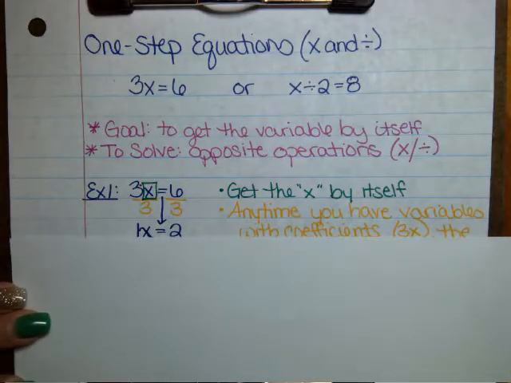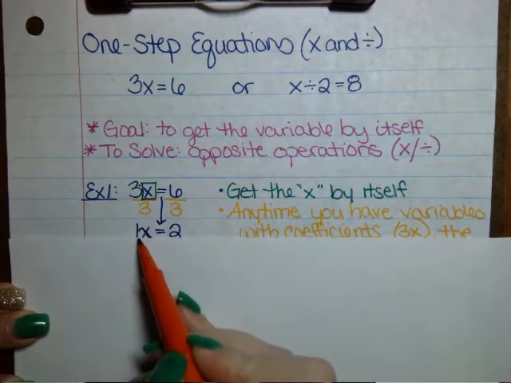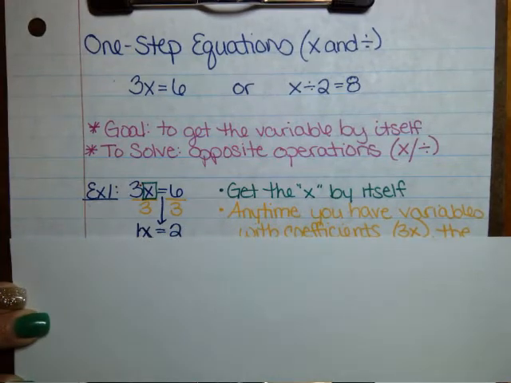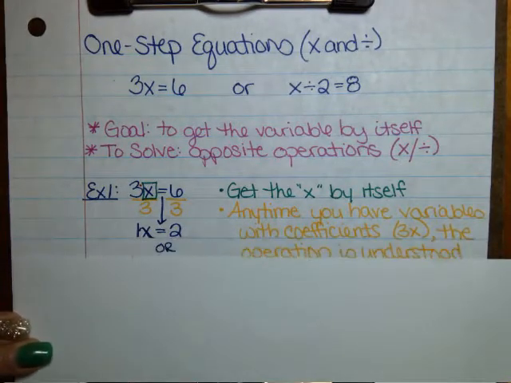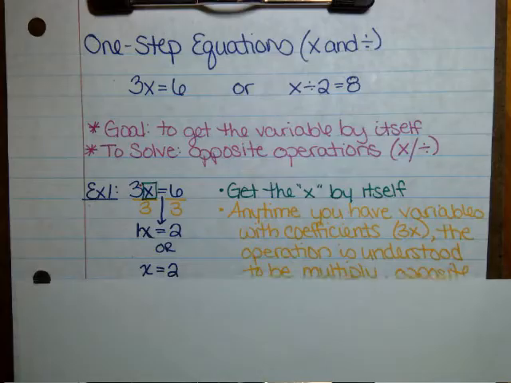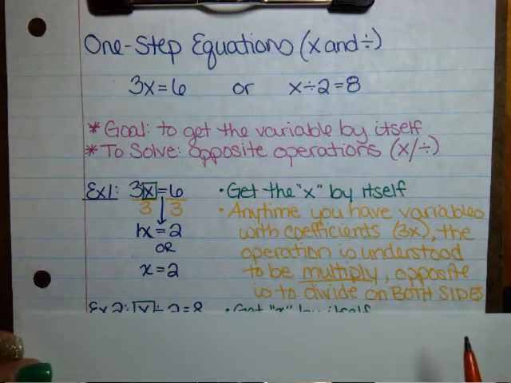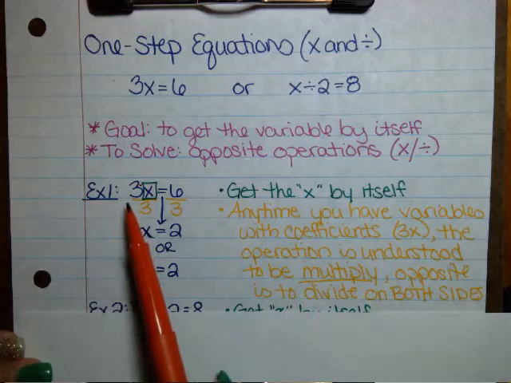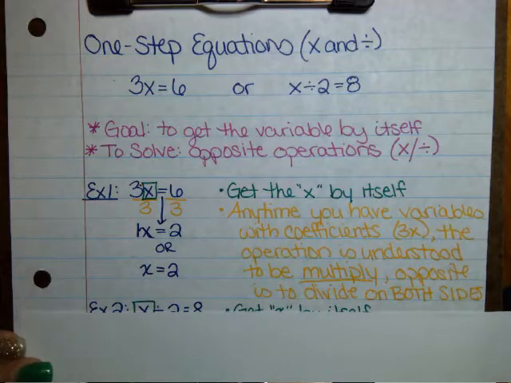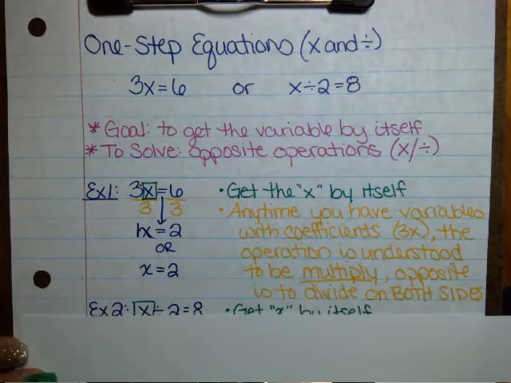When I divide both sides by 3, 3 divided by 3 gives me 1, 6 divided by 3 gives me 2, or just a simple x is equal to 2. My notes over here on the right say anytime you have a variable with coefficients, like our 3x, the operation is understood to be multiply. So the opposite, like I said, is to divide on both sides.